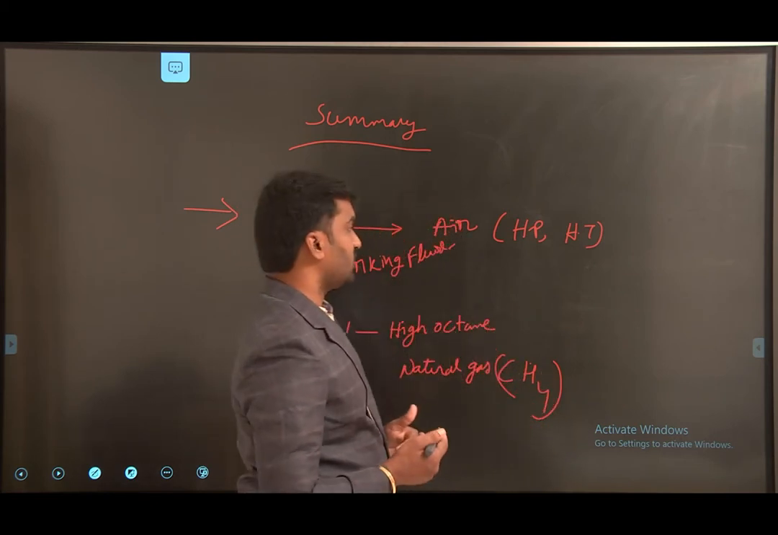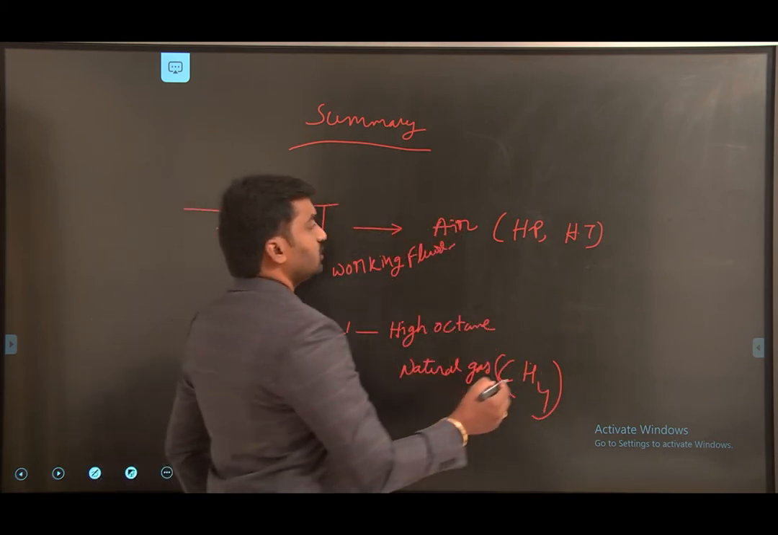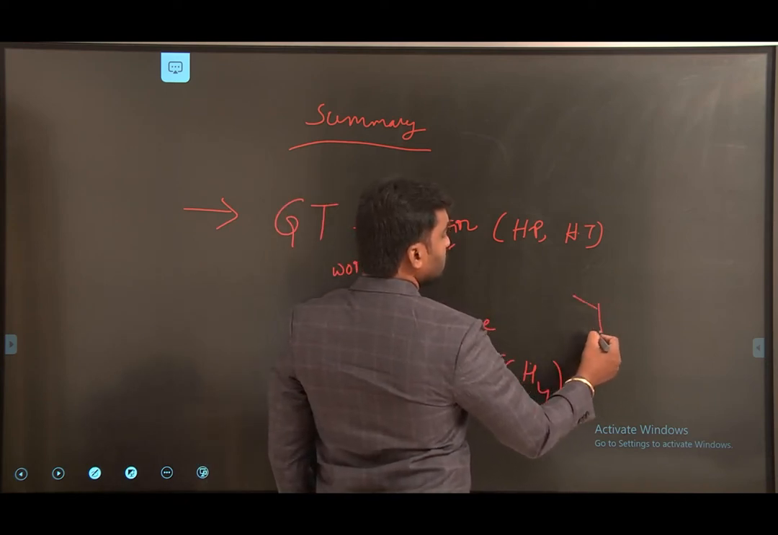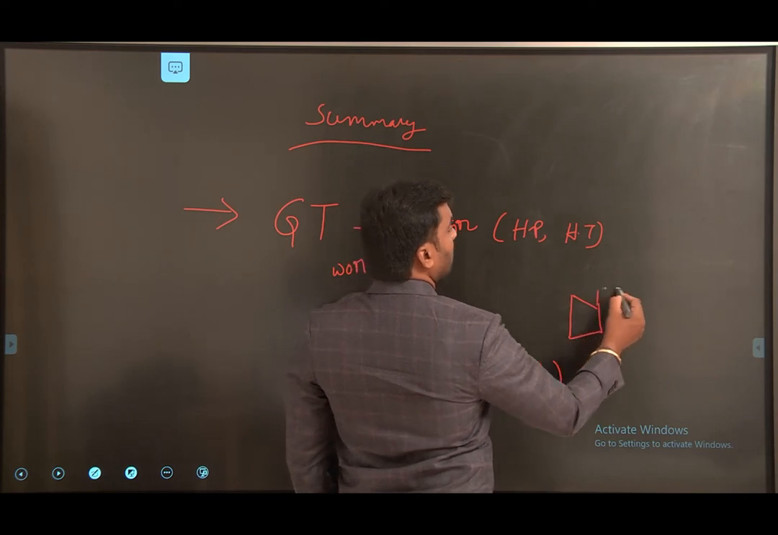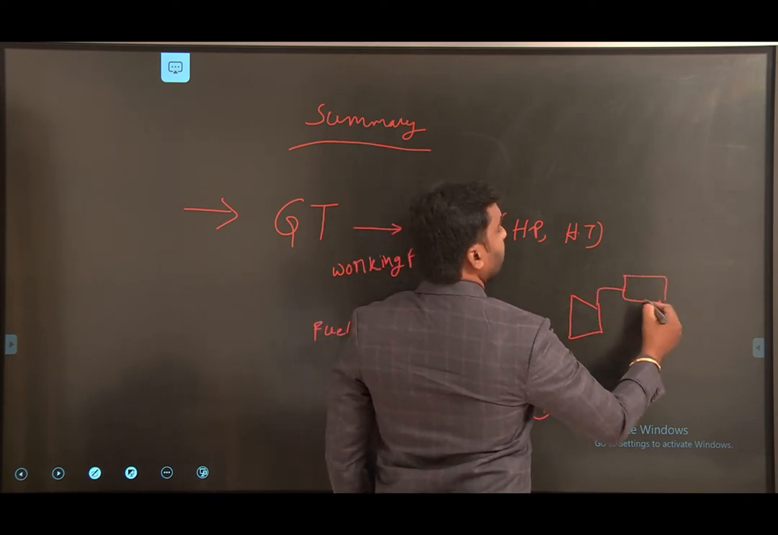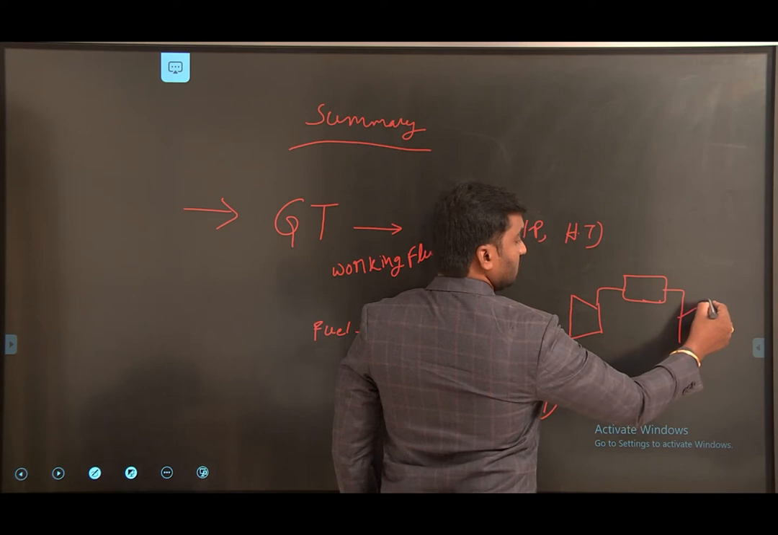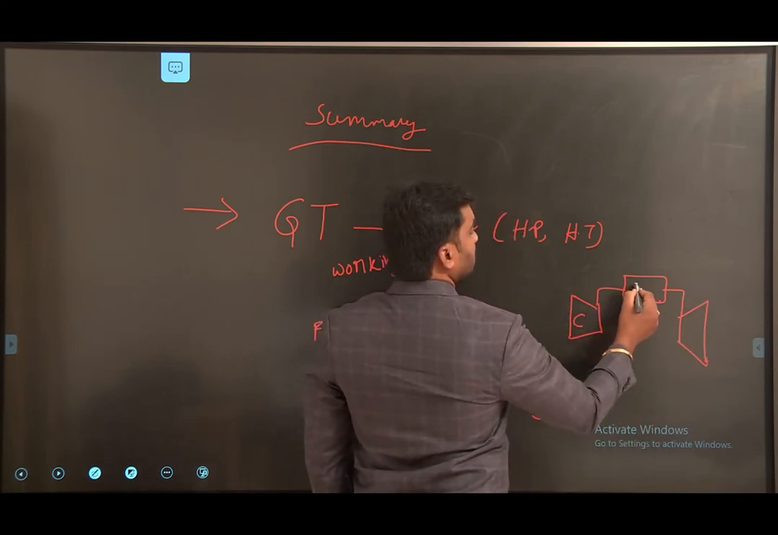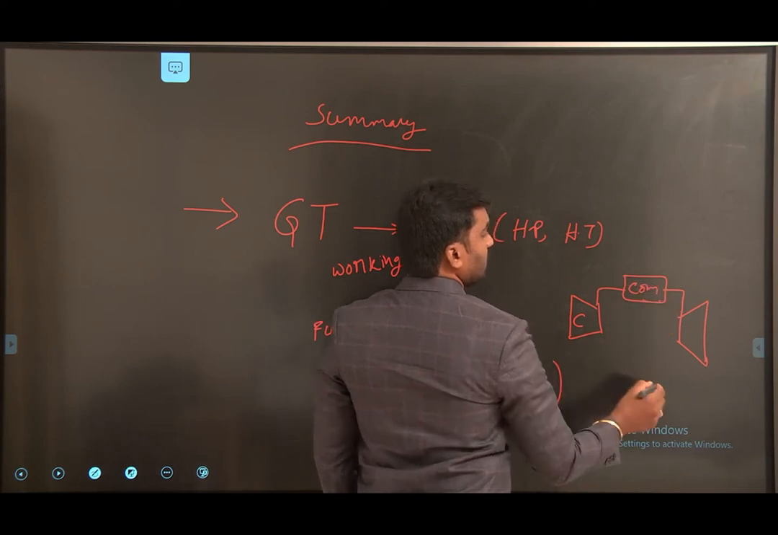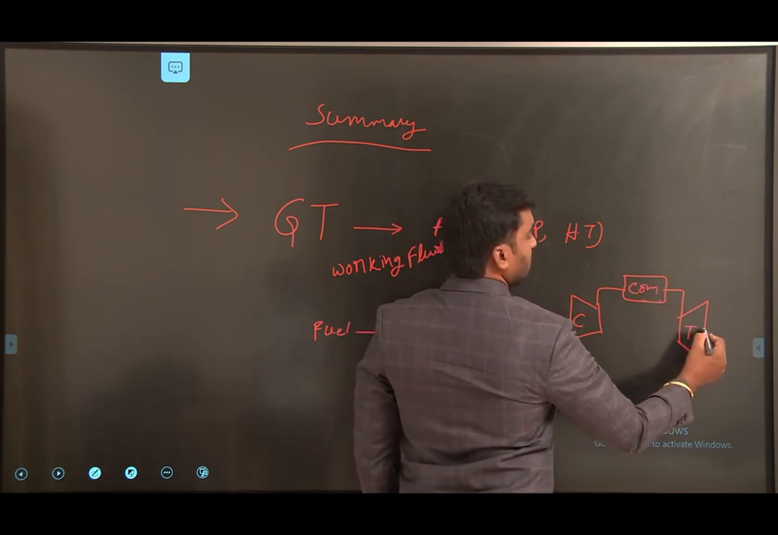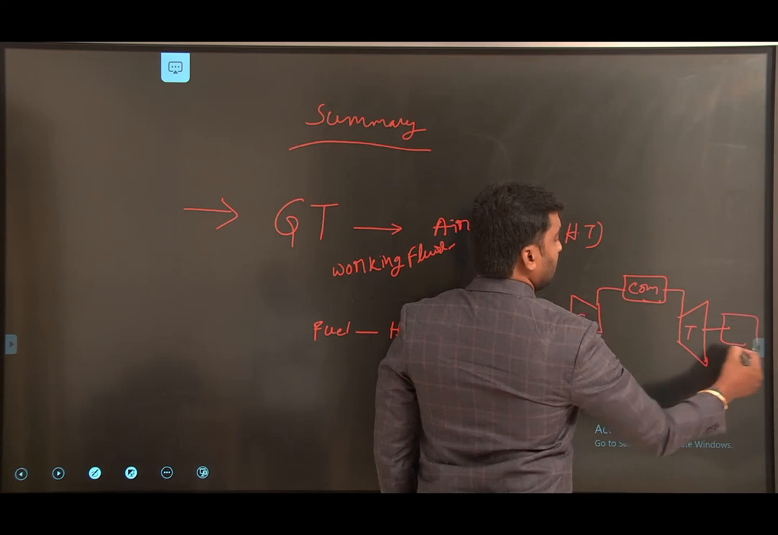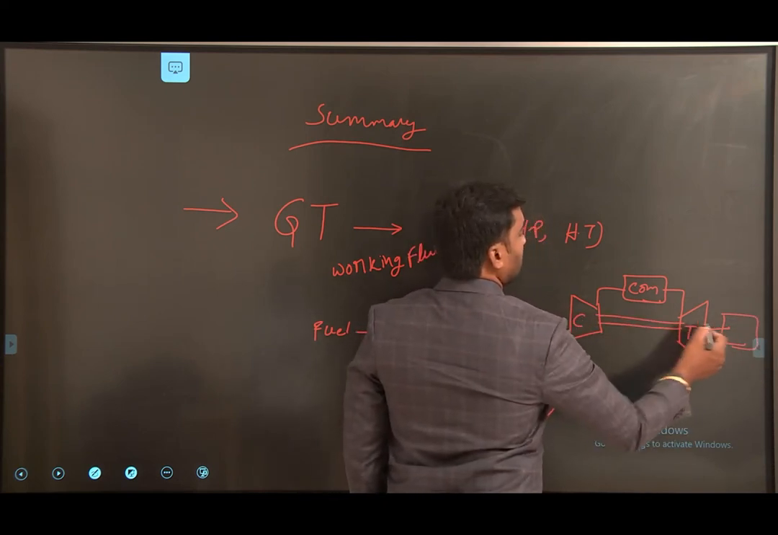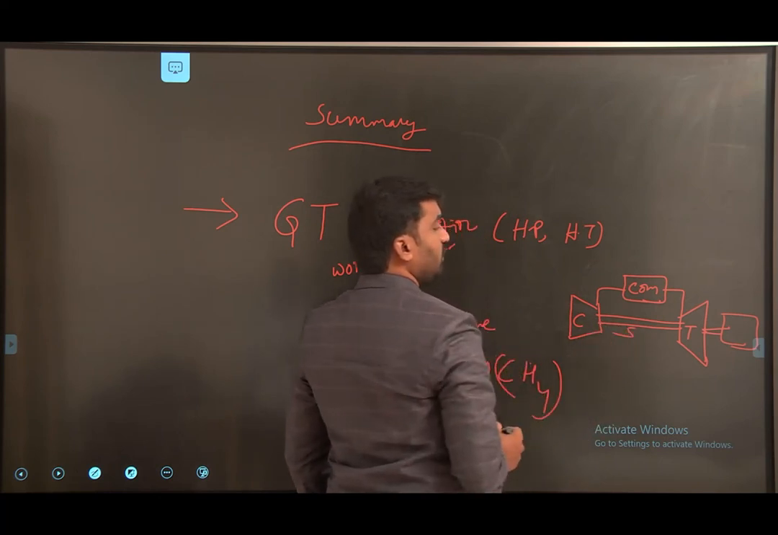We already discussed that in a gas turbine power plant the important component is the compressor. The components and auxiliaries are very few compared to other power plants. These are the only main components: compressor, combustion chamber, and turbine. The turbine is coupled with an alternator, and everything is coupled with a shaft.